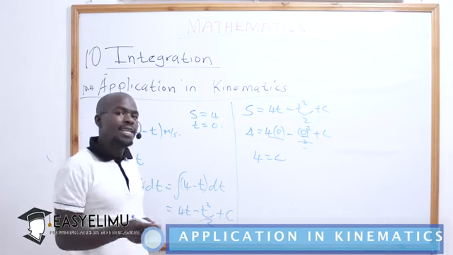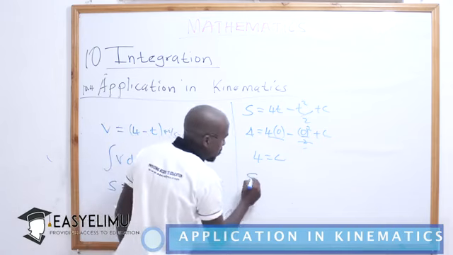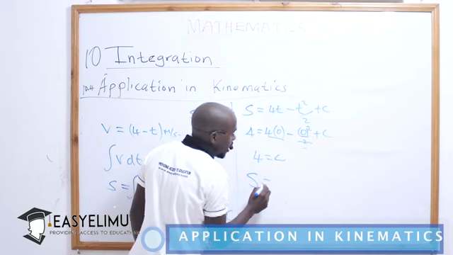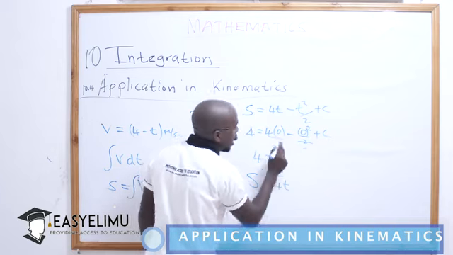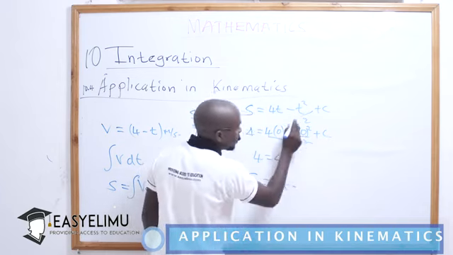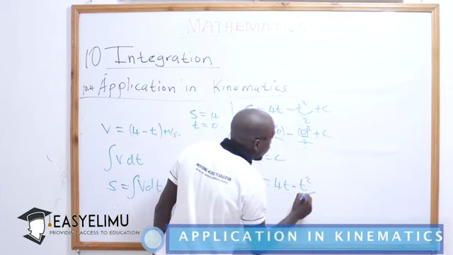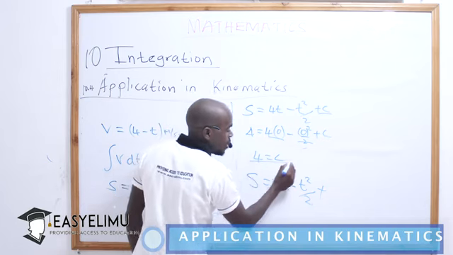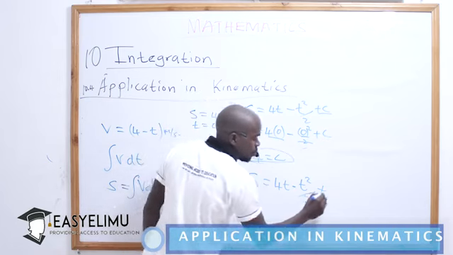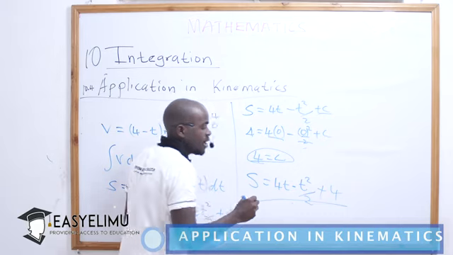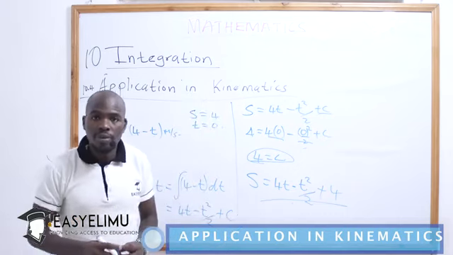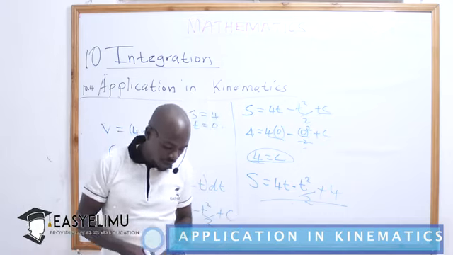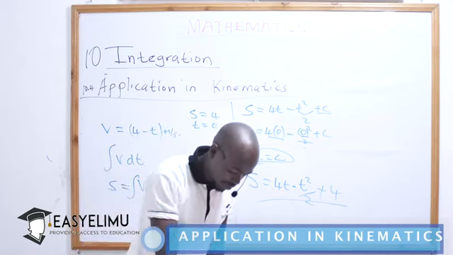So we can rewrite our equation of displacement by saying s is equal to 4t minus t squared over 2 plus c. But the value of c we have found to be 4. So that is the expression representing the displacement of that given equation.